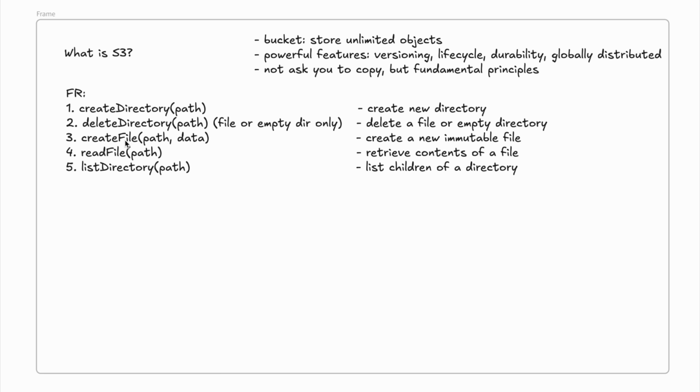Create file. This creates a new immutable file. Once it's written, the content can't be changed, which simplifies a lot of consistency issues. But it also means we need to get it right the first time.